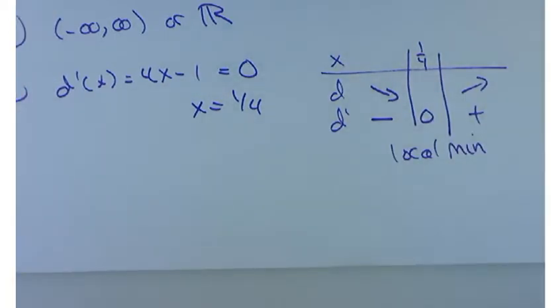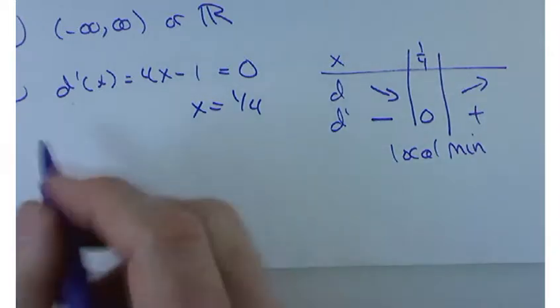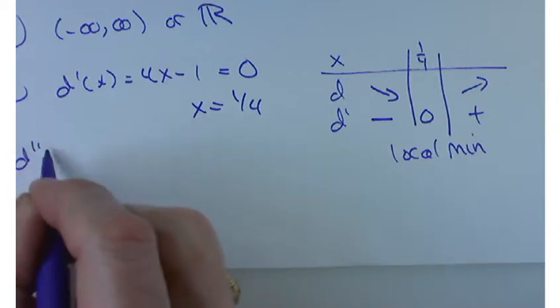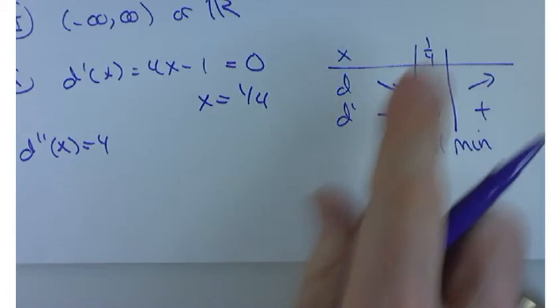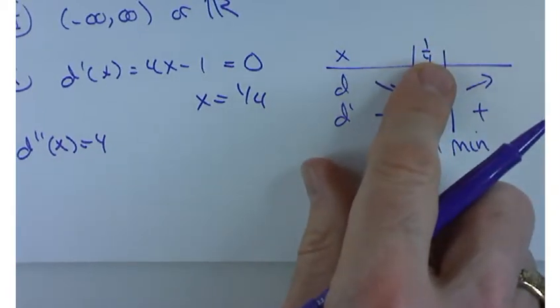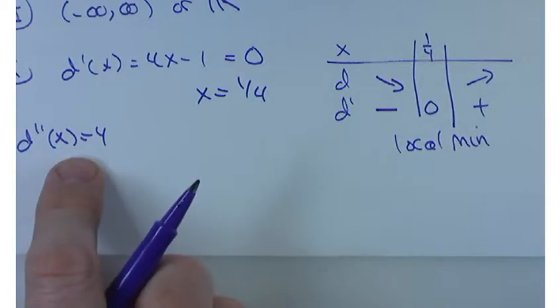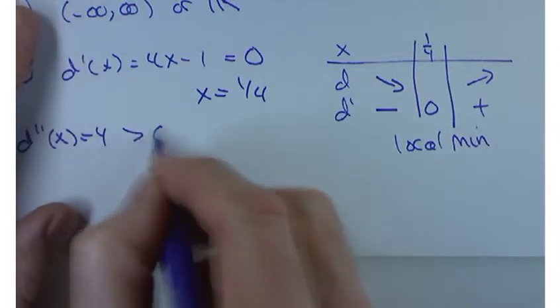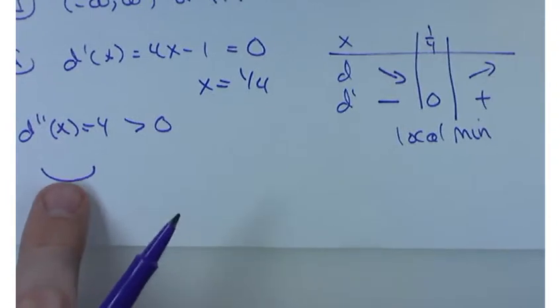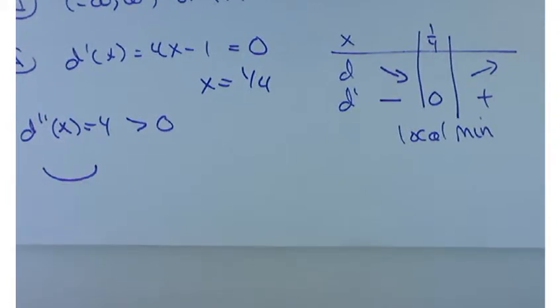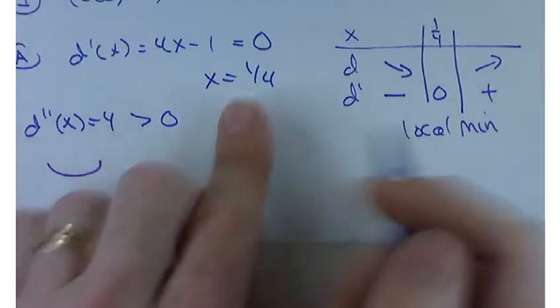But the second derivative test, and this one actually works out a lot faster. What's the second derivative? That's 4, right? And at 1/4, which is our critical point, well, the second derivative is greater than 0. That means it has a concave up shape there, so that any critical point has to be a minimum. So the second derivative test actually works out really nice here. So this is your minimum.